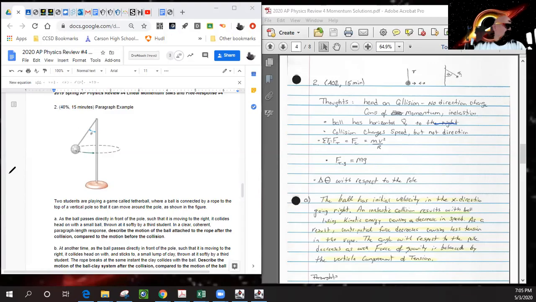It says here, 2 students are playing a game called tetherball, where a ball is connected to a rope on the top of a vertical pole so they can move around the pole as shown in the figure. Number A, as the ball passes directly in front of the pole such that it is moving to the right, it collides head-on with a small mass thrown at it softly by a 3rd student. In a clear, coherent paragraph-length response, describe the motion of the ball attached to the rope after the collision compared to the motion before the collision. So some thoughts here.